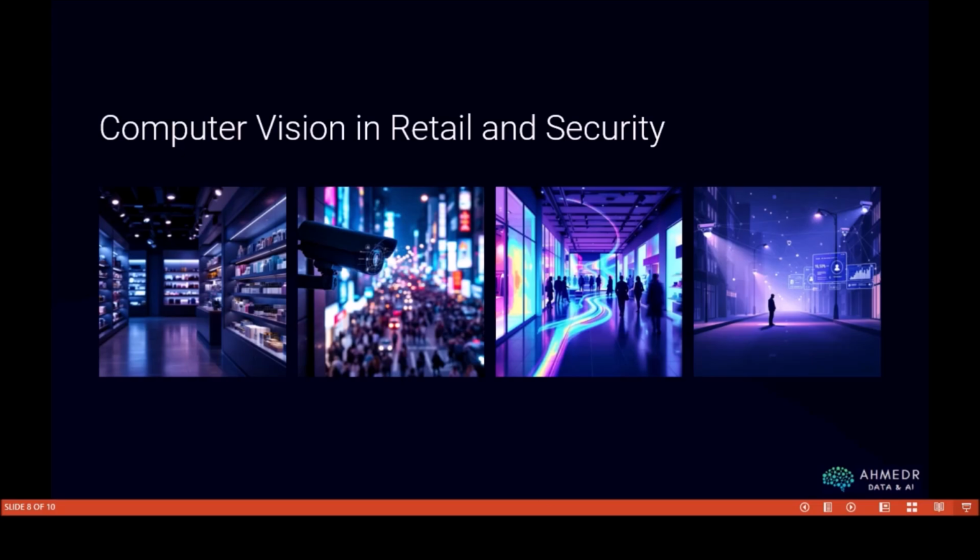Next, we have the security and surveillance field and theft detection. Security is another area where computer vision plays a critical role. AI can analyze footage from surveillance cameras to identify suspicious behavior, to detect security threats, or even match faces to databases of known criminals or people of interest.